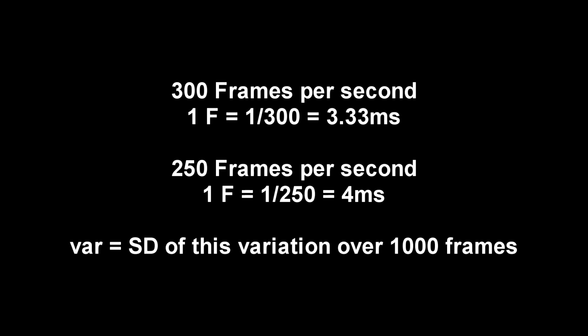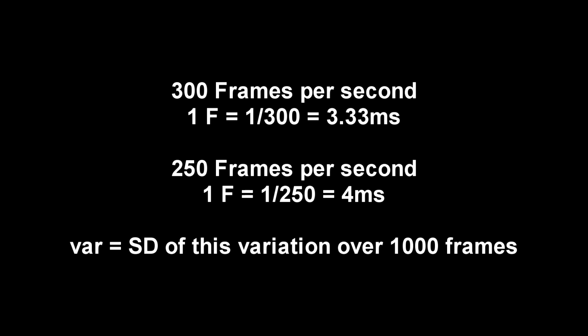Assume that you have 300 FPS. It takes 3.33 milliseconds to generate each frame. If you have 250 FPS, it means it takes 4 milliseconds to generate each frame. So we can understand that FPS can also be represented using the time period of generating the frame.